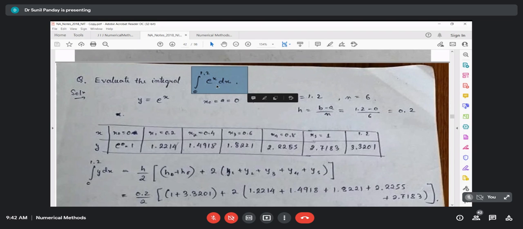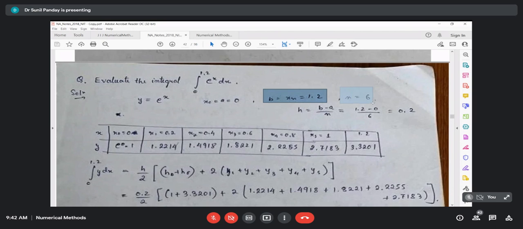Here y is equal to e raised to power x, because it is given explicitly. Now I have to identify my a, which is 0. Whatever a is, I say it is my x0. Then I have to say what b is: the upper limit b is 1.2, so I say it is my x1.